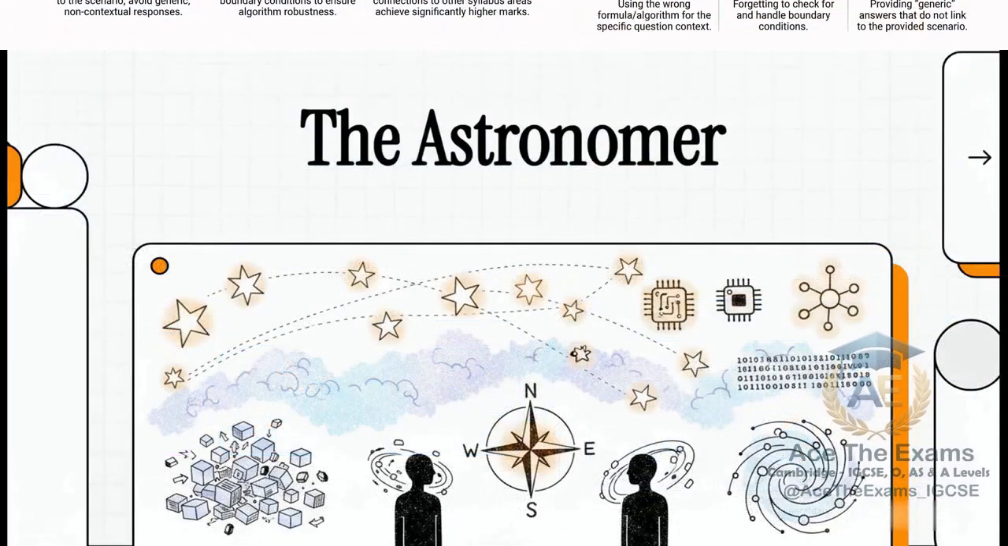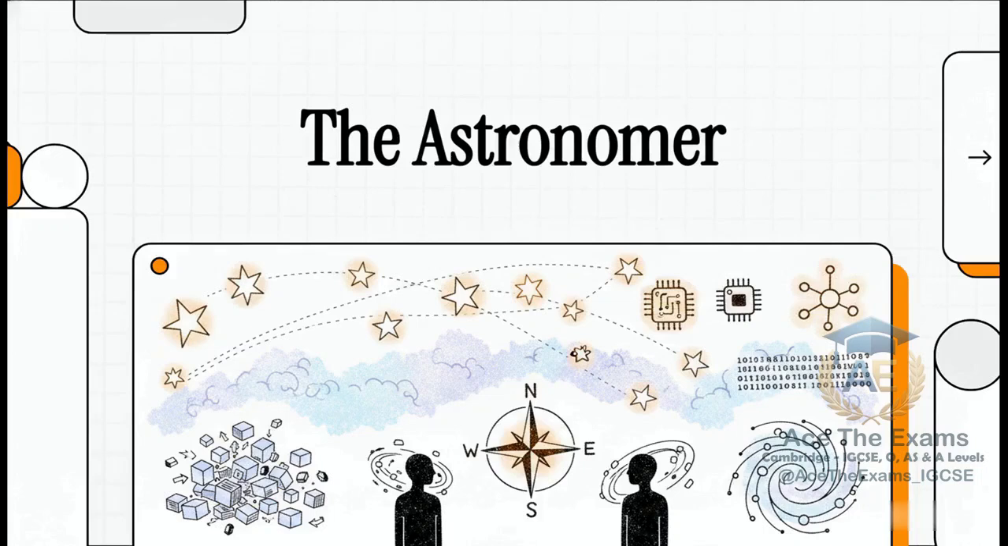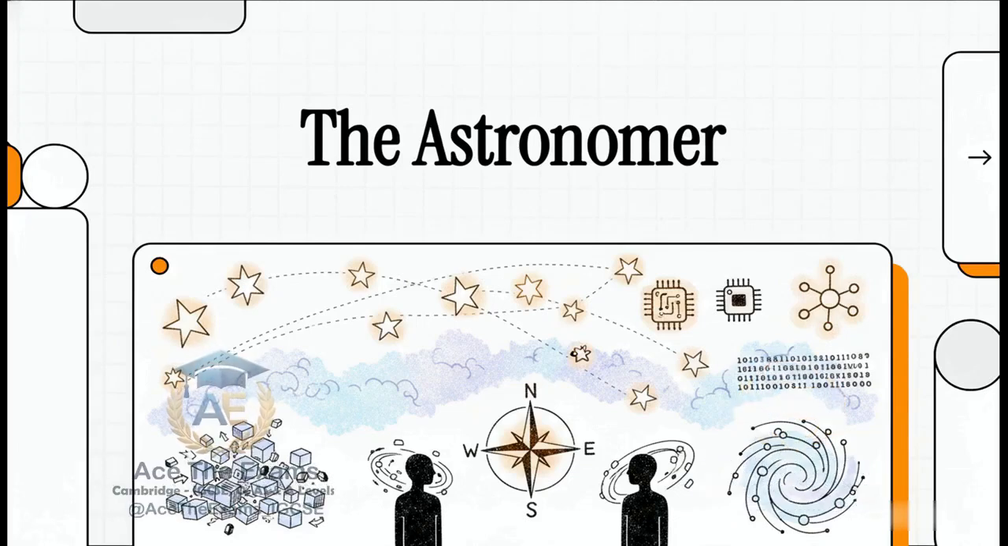Why the astronomer? Because when you're sitting down for your Cambridge computer science exams, whether you're looking at syllabus codes 0417, 0478, 0983, 0984, 2210, or specifically the grueling 9618 A-level paper, you absolutely have to navigate by the stars. And in this context, those stars are your key command words. Without them, you are completely lost in the dark, just floating in space.